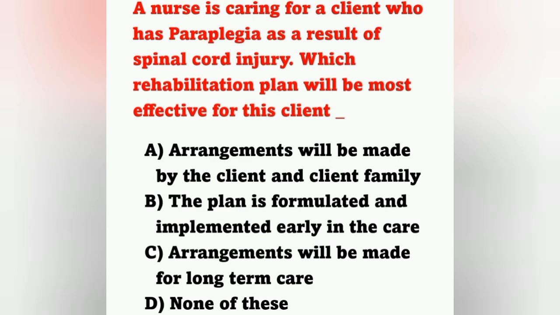A nurse is caring for a client who has paraplegia as a result of spinal cord injury. Which rehabilitation plan will be most effective for this client? Options: option A, an arrangement will be made by the client and client family. Option B, the plan is formulated and implemented early in the care. Option C, arrangement will be made for long-term care. Option D, none of this.